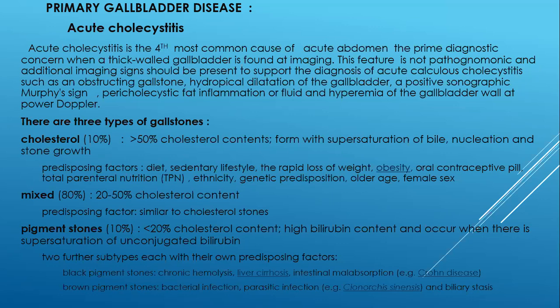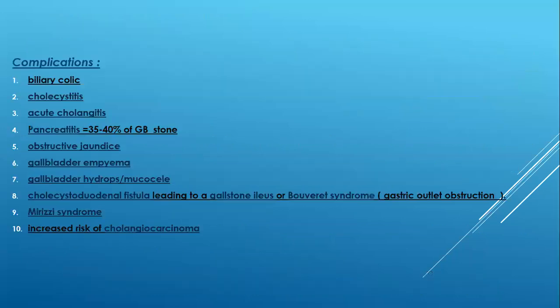Black pigment stones are associated with chronic hemolysis, liver cirrhosis, and intestinal malabsorption including Crohn's disease. Brown pigment stones are associated with bacterial and parasitic infection and biliary stasis. Now we come to complications: biliary colic, acute cholecystitis, acute cholangitis, and pancreatitis. 35 to 40% of gallstones cause pancreatitis.